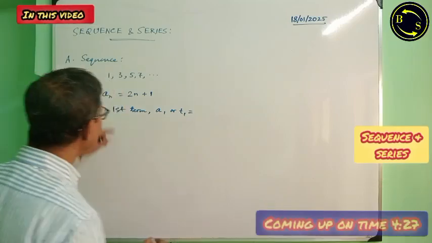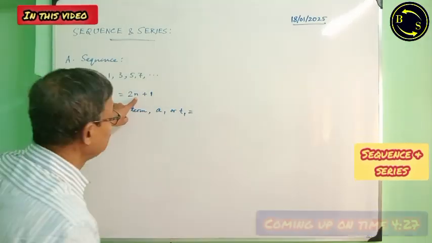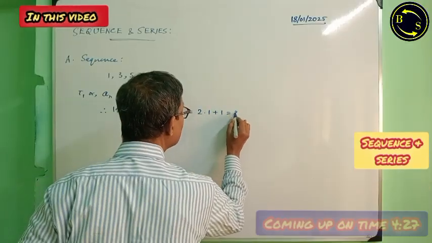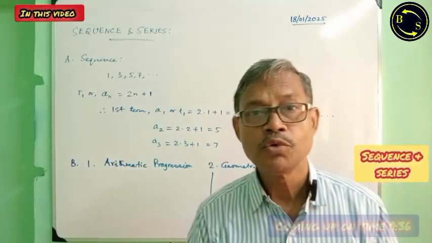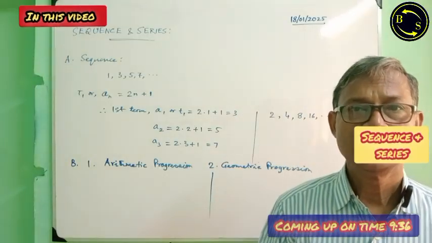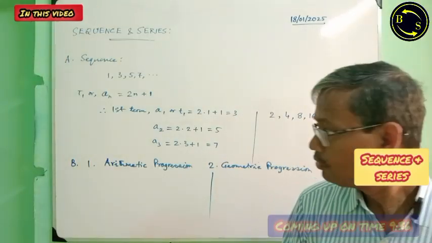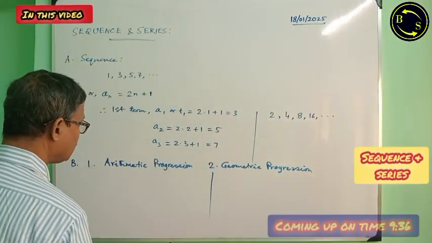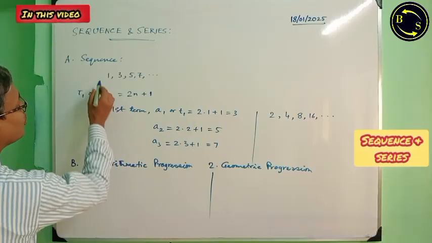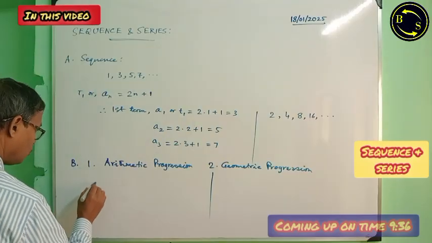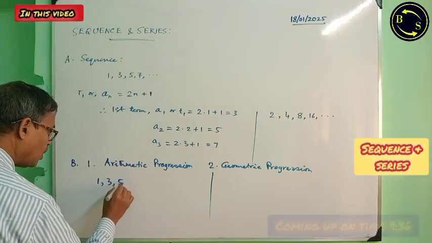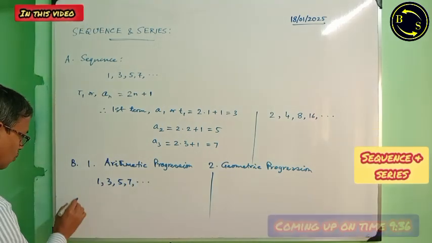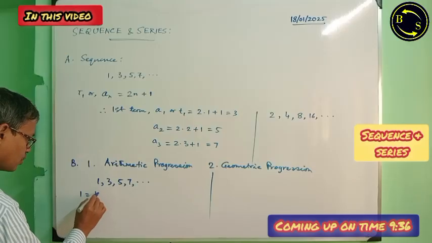How we will get? Just by replacing n by 1, that is equal to 2 into 1 plus 1, that is 3. Difference of two successive terms is always constant. Now, if I take this example, already I have taken, 1, 3, 5, 7, here we say 1 as the first term.